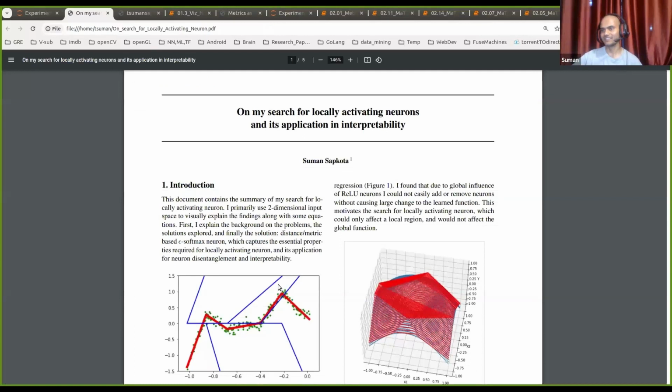First, I would like to thank MLC for giving me this opportunity to present, and also everyone who supported my research. It is long-ongoing research for me, because I was trying to find locally activating neurons and what that means. I'll get into it shortly.